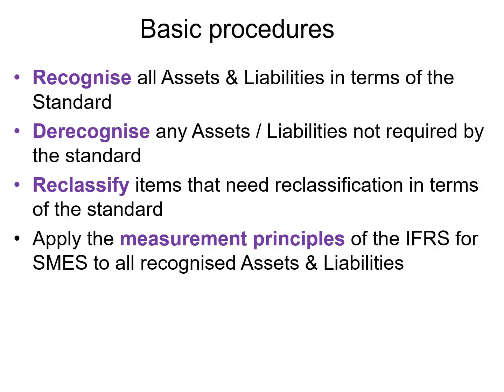The basic procedures that we'll need to follow in going through this entire process is that we'll need to recognize all assets and all liabilities that are required of us in terms of the standard, and take off any assets and liabilities that are not required of us by the standard. There may be reclassifications that need to happen, items that have shown in the wrong places, maybe provisions that should not be provisions, that should actually be liabilities, or liabilities that don't really meet the definition of a liability that should be taken off the books. Those sort of things will need to be taken out. And then we apply the measurement principles that IFRS for SMEs has with respect to the recognition and measurement of all these assets and liabilities that we're now showing on our books.